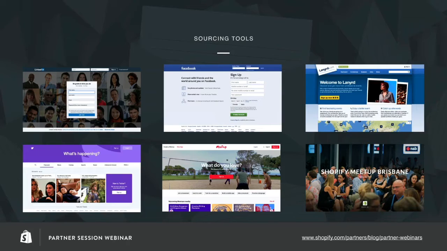Meetup in the middle at the bottom is very similar to Lanyard. It's just a bit more updated, I find, than Lanyard, and more local talent because you can find those meetups in particular cities and narrow things down from there.